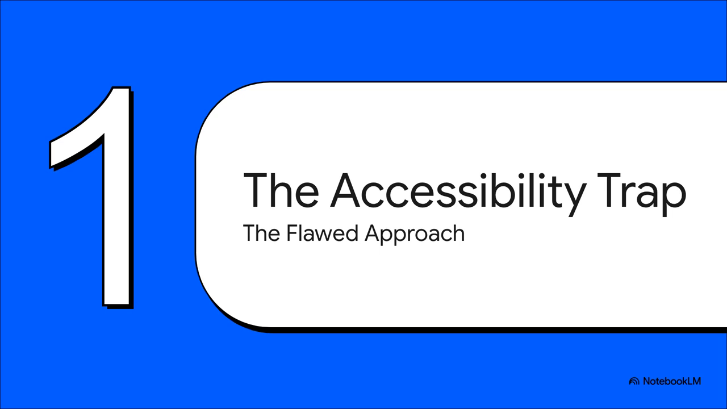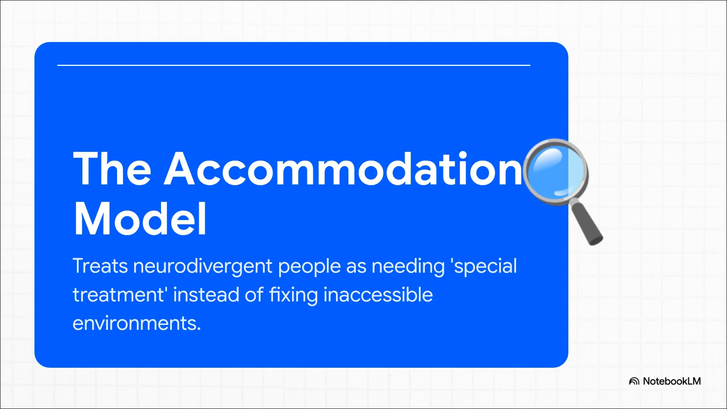It's a trap that so many well-meaning people and teams fall right into. It comes from a pretty flawed idea of what accessibility really means. See, the old way of thinking is all about fixing people, not the broken systems we've built. It's got a name: the accommodation model. And it's totally reactive. You see someone struggling and you ask, okay, how can we make a special exception for this person? But can you see the problem there? It puts all the focus on the individual being the problem instead of pointing the finger at the inaccessible environment they're trying to survive in.